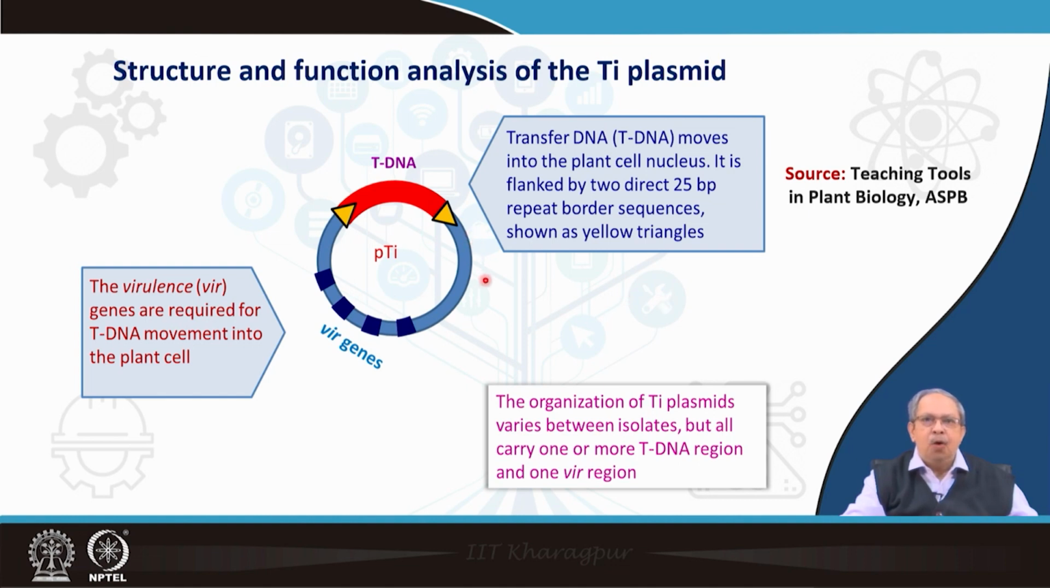That is all done by the virulence gene products, and the pipe I mentioned is made up of protein only. Not only that, the tDNA is also guided from the Agrobacterium until it enters into the plant nucleus. So, that means virulence plays a very important role in the transfer of the tDNA from Agrobacterium into the plants.